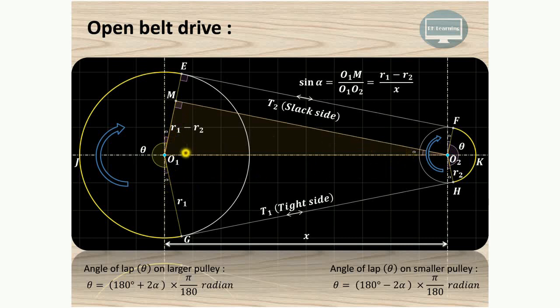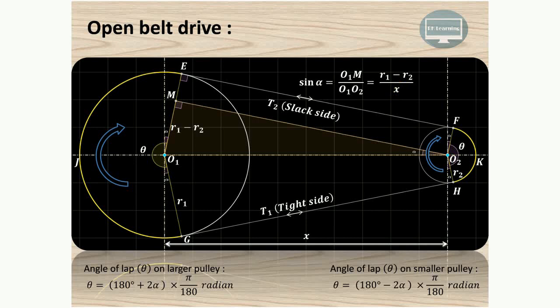So sine alpha will be equal to this opposite side. This will be R1 minus R2, because from O1 to E, that distance is R1, whereas from M to E, this distance is nothing but R2, and therefore this O1M distance is R1 minus R2. So we can say that sine alpha is equal to opposite side, that is R1 minus R2, divided by this hypotenuse, that is nothing but the center distance x. So that we have written over here. So sine alpha is given by R1 minus R2 divided by x in case of the open belt drive.